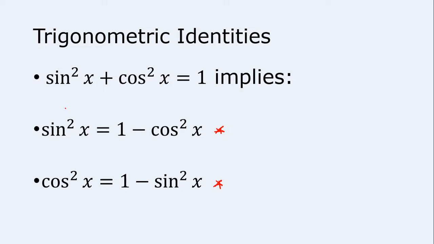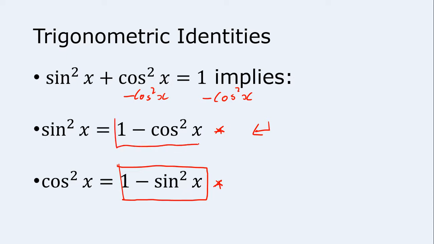So in this case, if you want to make sine squared x the subject of the equation, you would take cos squared x from this side of the equation and from this side, and that would give you this equation here. Likewise, if you start with this equation at the top and subtract sine squared x, you would get this equation here. Okay, so if you ever see a question that has 1 minus sine squared x in it, or 1 minus cos squared x, it's probably a sign that you're going to have to use one of these identities.